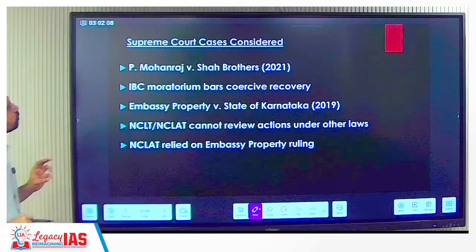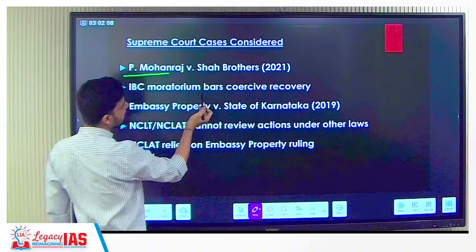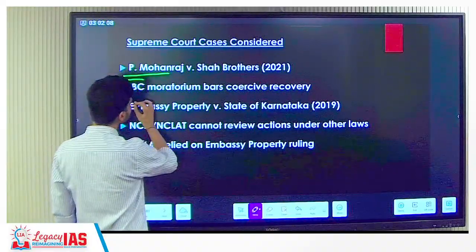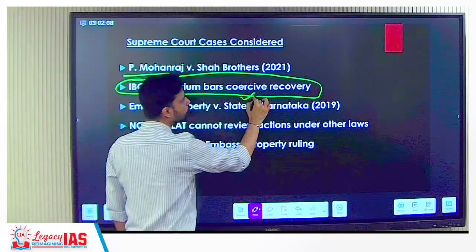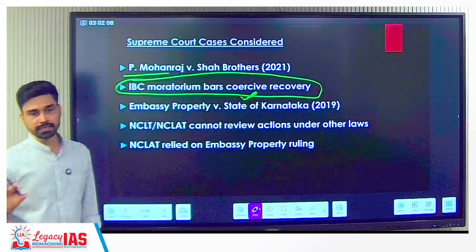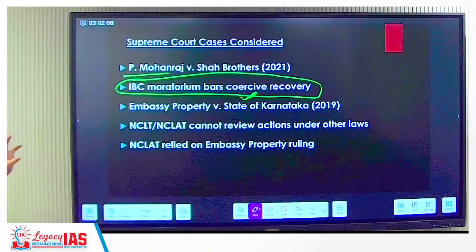Now, what are the Supreme Court cases? Two cases are related to this. First is P. Mohan Raj versus Shah Brothers, 2021, where the Supreme Court stated that the IBC moratorium would bar any kind of coercive recovery. No one can sell anything or touch the assets of any company when a moratorium is in place.